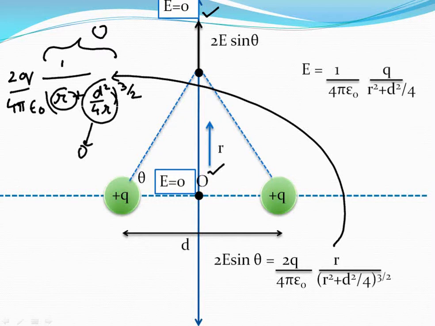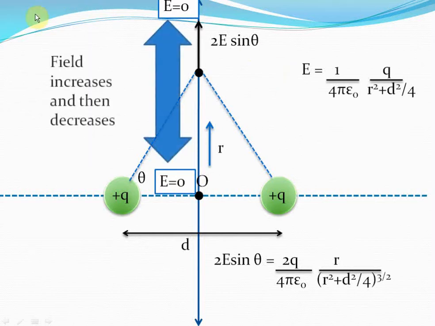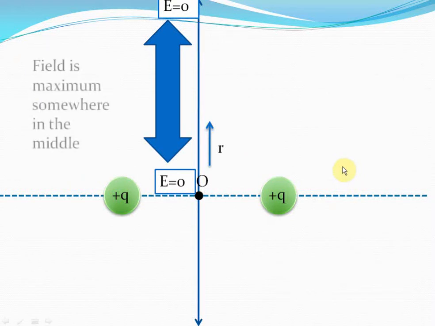We can do that by differentiating the electric field with respect to r. The point where dE by dr is 0 will represent the point which will have the maximum electric field on the equator due to the two identical positive charge system. Here you go. Field increases and then decreases.